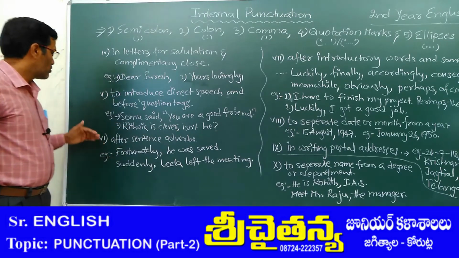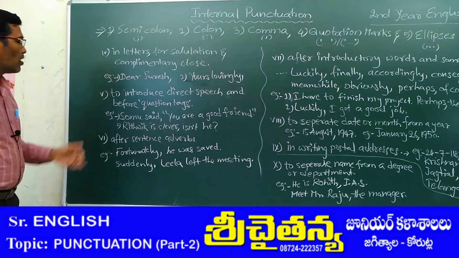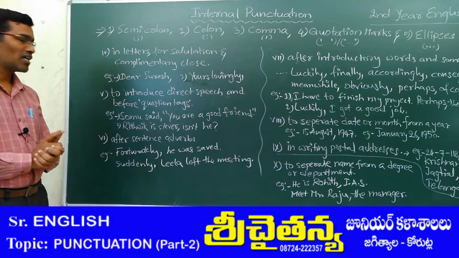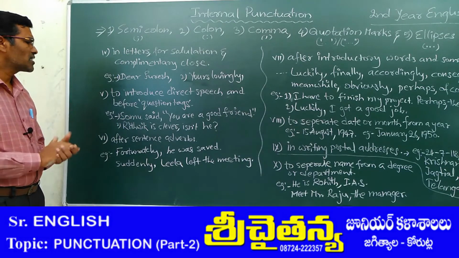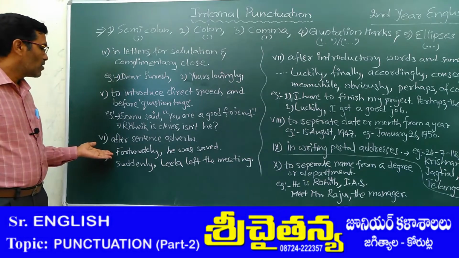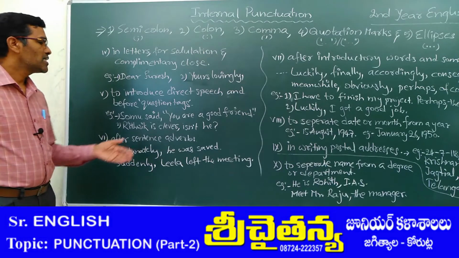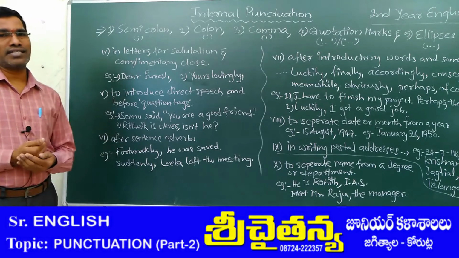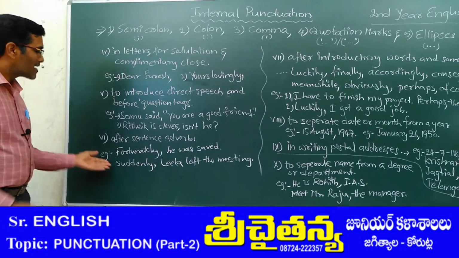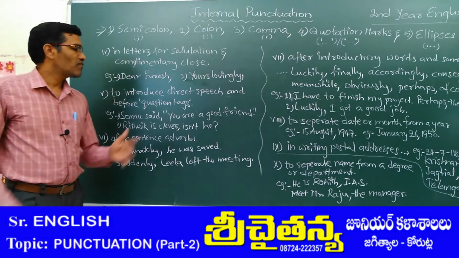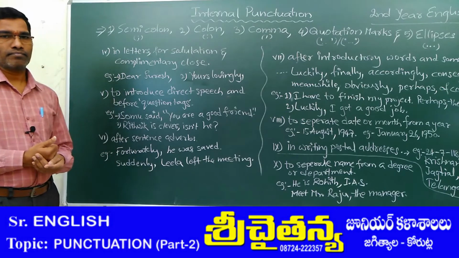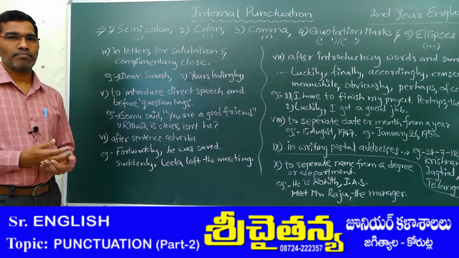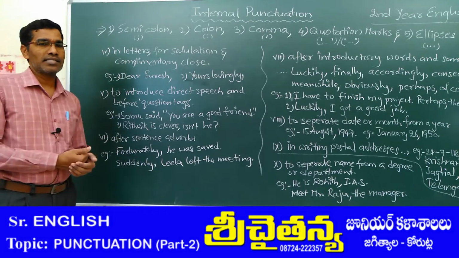Then move to the sixth use of comma. After sentence adverbs. What are the sentence adverbs? For example, fortunately, he was saved. Here fortunately is a sentence adverb. Suddenly, Leela left the meeting. Right? Unfortunately, we can say. These are sentence adverbs.